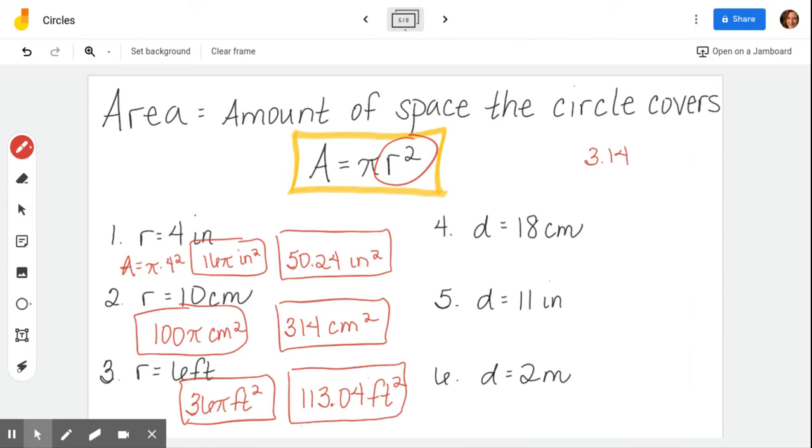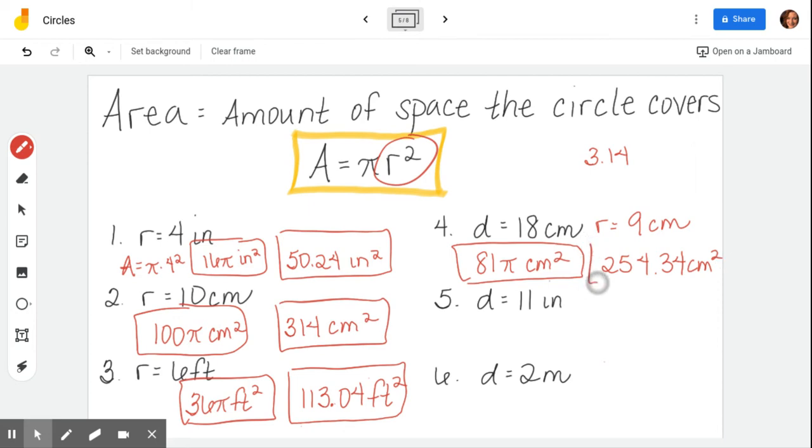Now, this formula does not use D. It doesn't use diameter. You have to have radius. So if you're given the diameter all the way across, you need to divide that by 2 to get halfway across. So if the whole thing is 18, half of that for the radius would be 9. So now to find my area, pi r squared, 9 times itself is 81. So that would be 81 pi centimeters squared. Or if I'm to use 3.14, 81 times 3.14 gives me 254.34 centimeters squared.